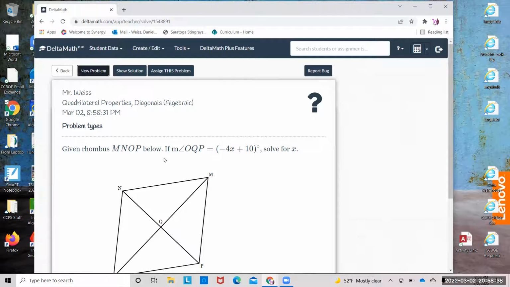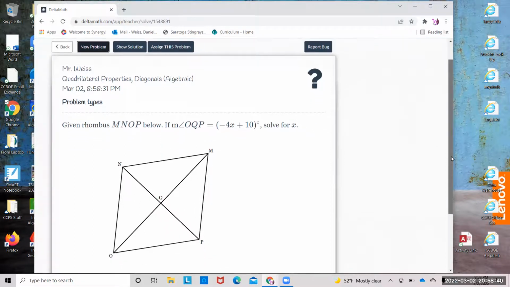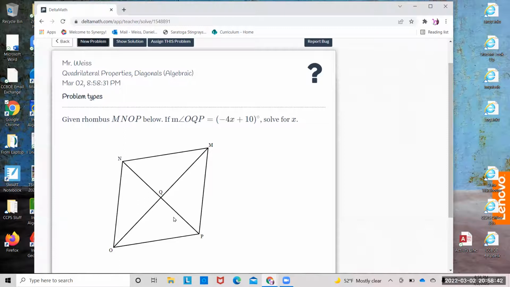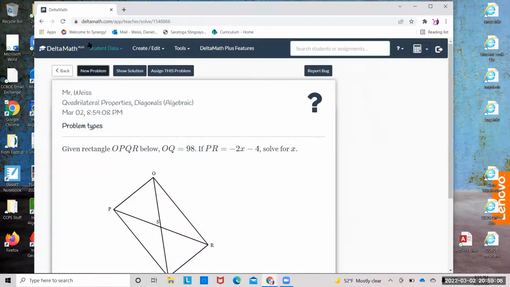Angle OQP. OQP is this angle right here. This angle right here is negative 4x plus 10. Oh, all of these angles are right angles. These are all right angles here in a rectangle. If it's a rectangle, this is 90 degrees, this is 90 degrees, this is 90 degrees, this is 90 degrees. Negative 4x plus 10 equals 90. Solve for x.